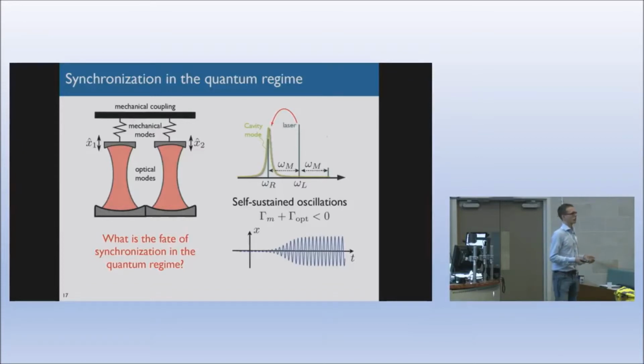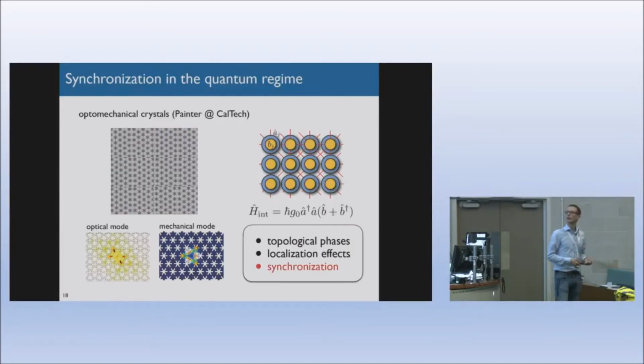what is a synchronization in the quantum regime? Here's a structure where this can be actually looked at. This is an optomechanical crystal. There's many modes here which are co-localized, many optical and mechanical modes which are co-localized. So you end up with a many-body problem here, which is locally coupled between mechanical motion and optical motion. So in such a scenario, you can ask many questions, including question of synchronization, but also new localization effects and topological phase of light and sound.